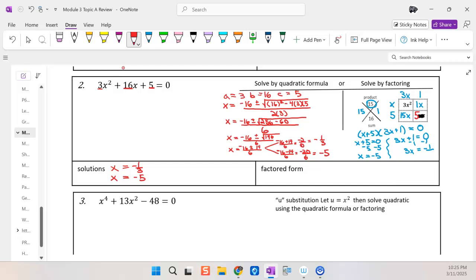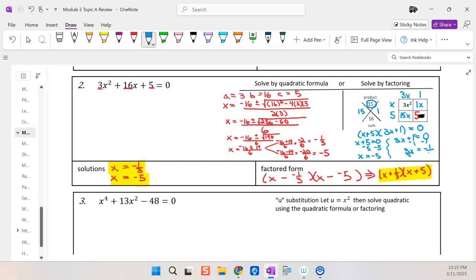Okay, now to get it in factored form, when you set up your factored form, you always set it up as x minus, x minus. Now I plug in those roots, negative 1/3 and negative 5. So what this ends up becoming is x plus 1/3 and x plus 5. So here are my roots. Here is my factored form.